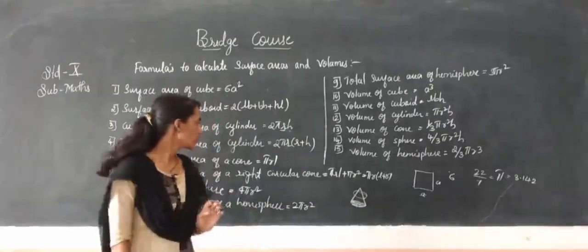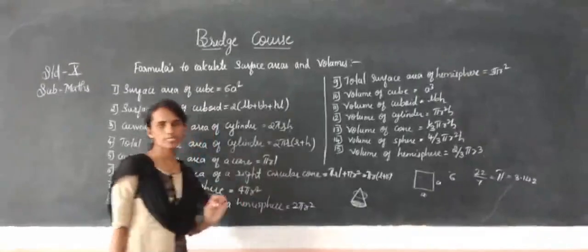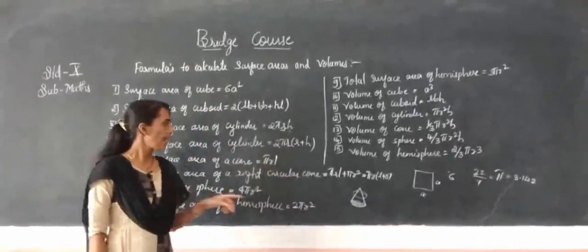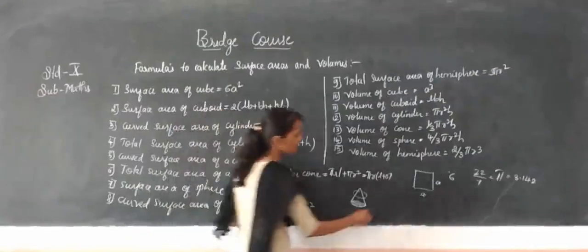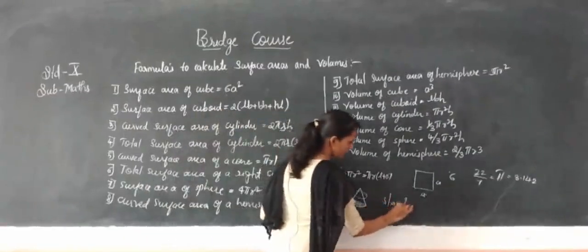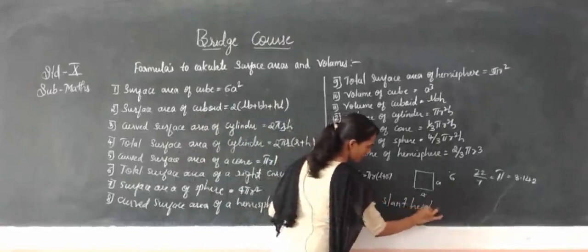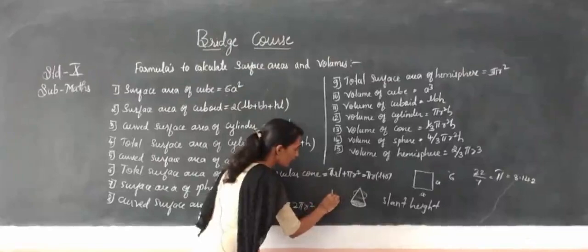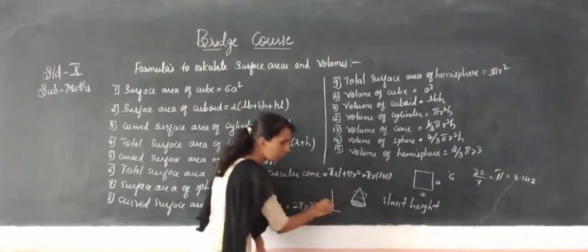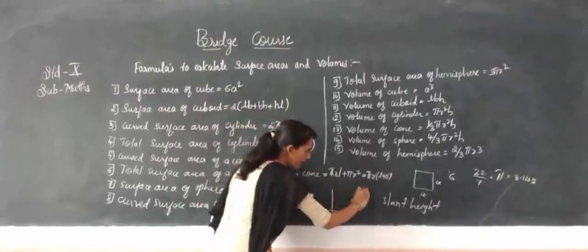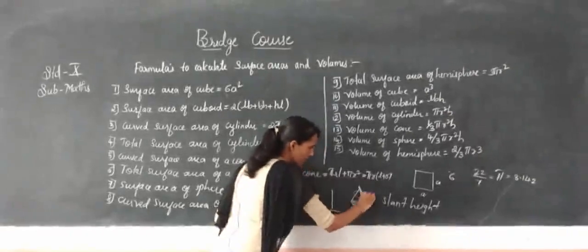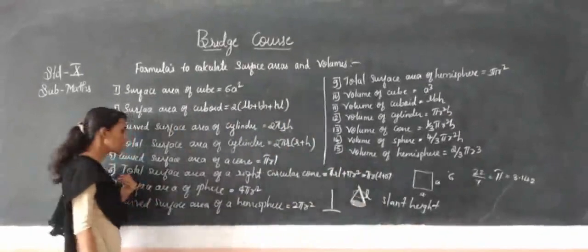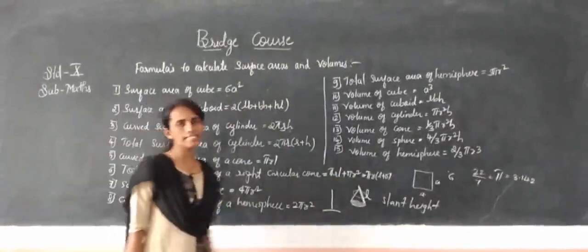Pi r l. So here pi is the standard value, that is 22/7, and r is the radius of the cone, and l is the slant height. Slant height means the distance along the slanted side from the top to the base, this we call the slant height of the cone here.